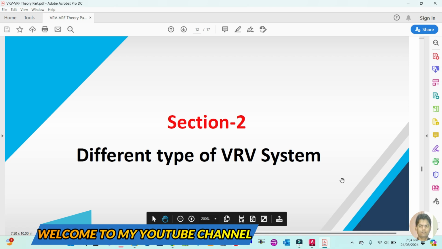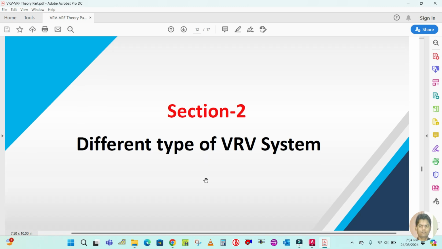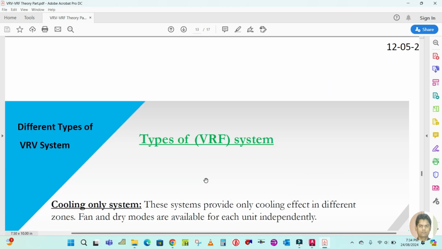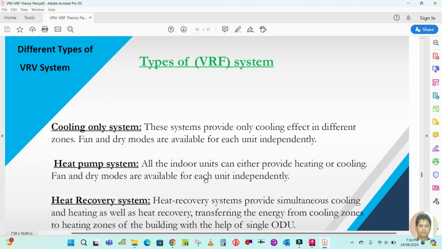So today I am going to continue the VRF system theoretical part. So here is section 2, which is different types of VRF systems. Here you can see there are three types of VRF systems. The first one is cooling only, the second one is heat pump, and the third and last one is the heat recovery system. We have to look at these three systems one by one: how it works and what the function of each system is.